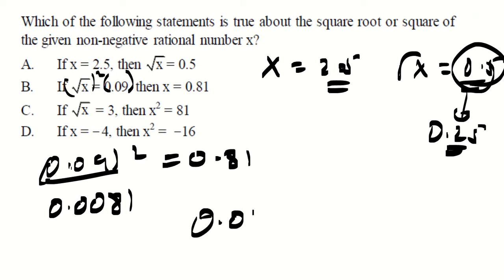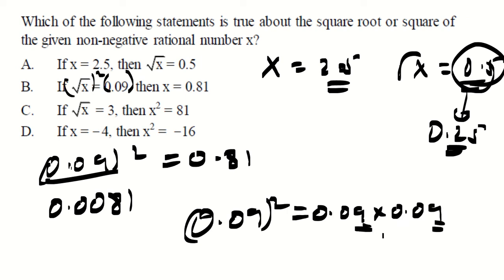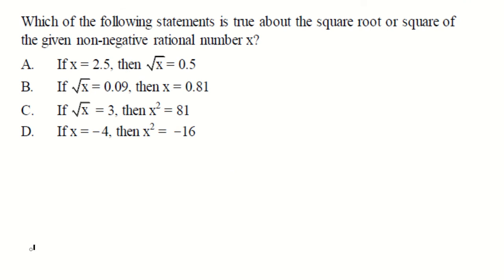Because 0.09 squared is the same as 0.09 times 0.09. 9 times 9 will be 81. But how many digits do we need to count? 4. 1, 2, 3, 4. So 1, 2 we have. You see, it's not the same. So this is wrong. And when you go to C, square root of x is equal to 3. If you square both sides, 3 squared, will it give you 81? No, it fails again. 3 squared is 9. And the last one, x is equal to negative 4.